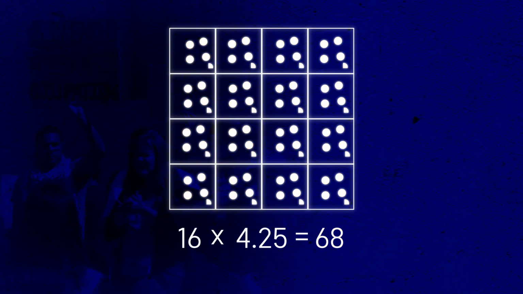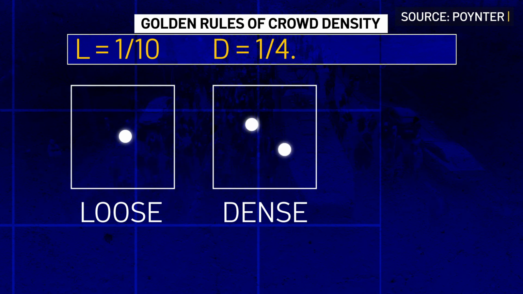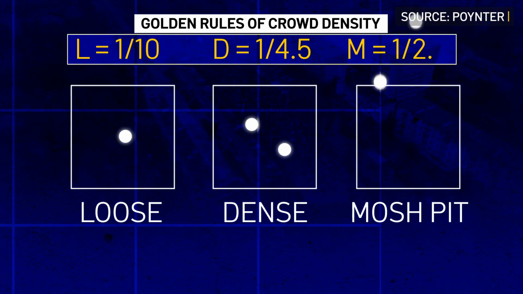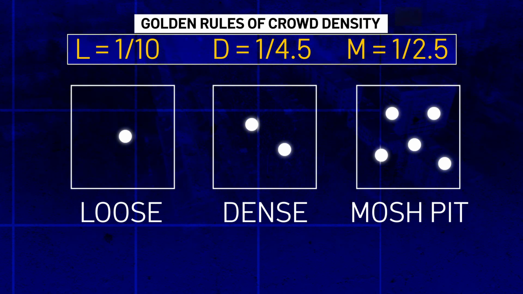This helped him establish the golden rules of crowd density still used today. A lightly crowded square has 1 person per 10 square feet, a densely crowded square has 1 person per 4.5 square feet, and a mosh pit-like square would have 1 person for every 2.5 square feet. That has been the sort of tried and true method if we know what the area of a space is and we know how densely packed folks are in a crowd. Is it a mosh pit? Is it a loose shuffle? Well, then we can reasonably estimate how many people are there.